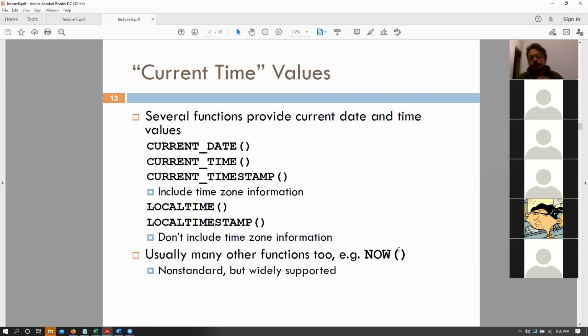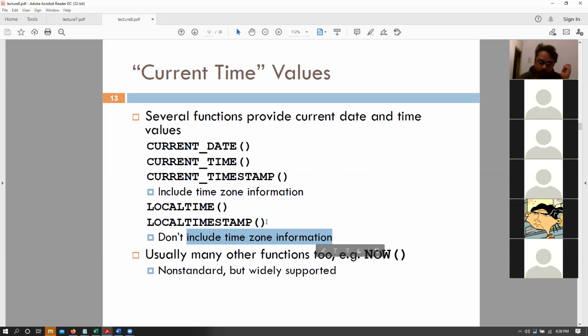We can also use current date, current time, and current timestamp values. Calling this particular function would get you the current date or time values for your entry. If we use these three functions, these also include the time zone information. If we use the functions local time and local timestamp, these do not include time zone information.